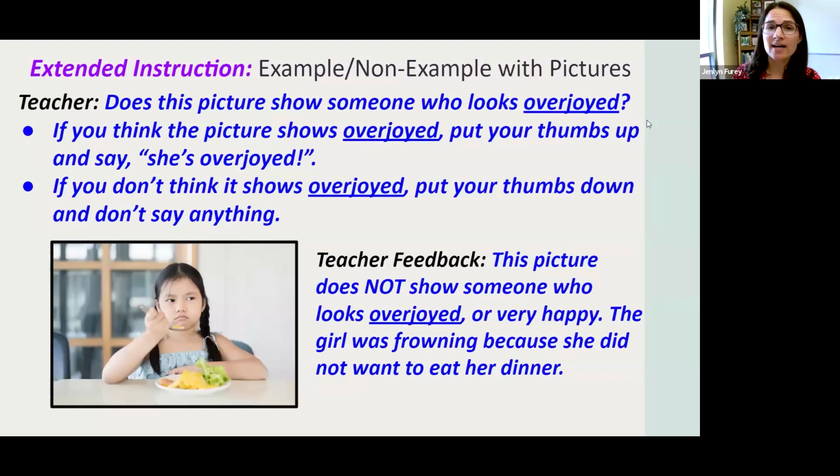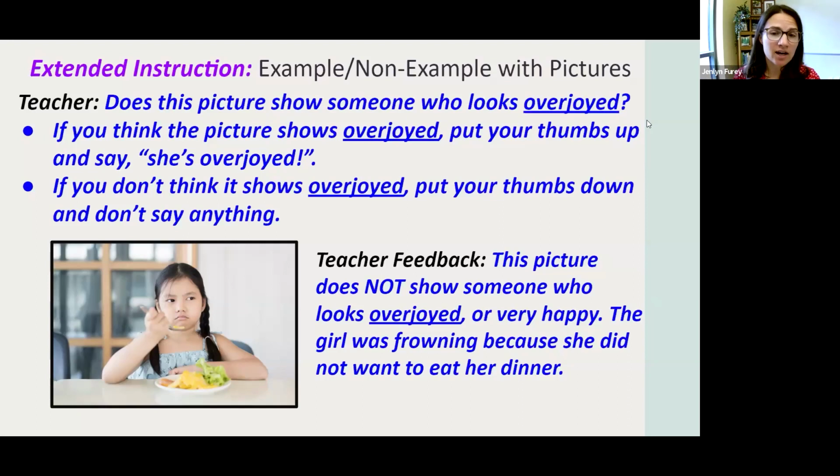So the first type of task would be an example, non-example, and you'd be using a picture support. For the word overjoyed, the teacher would hold up the picture and say, does this picture show someone who looks overjoyed? If you think the picture shows overjoyed, put your thumb up and say, she's overjoyed. If you don't think it shows overjoyed, put your thumbs down and don't say anything. So if you're doing this in tier 1, you'd get a sense of how many students are able to identify that this is a non-example. And then you're giving the feedback.